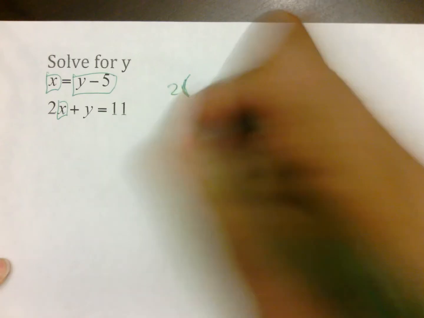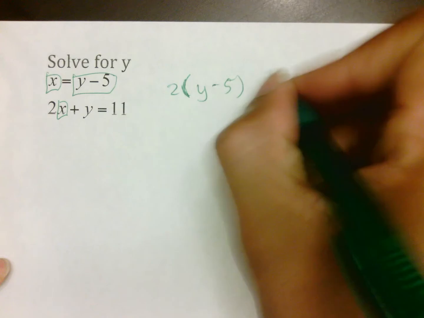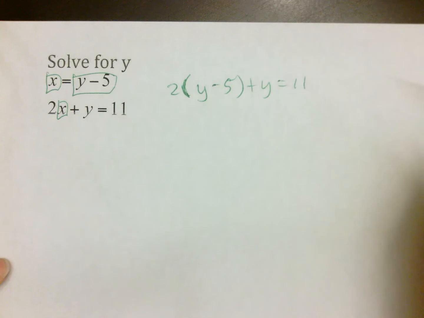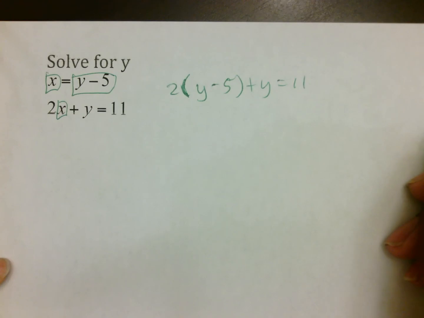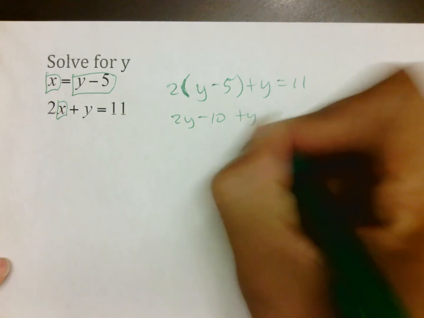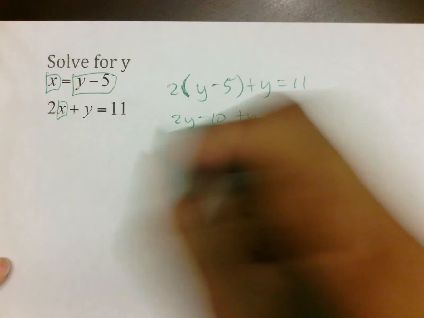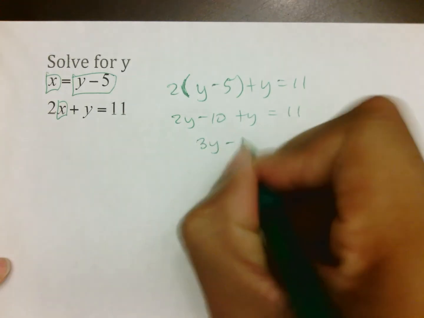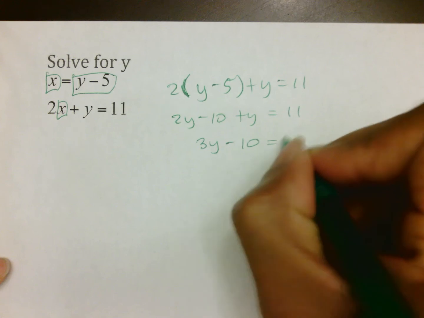Second example. Here's my variable by itself. Here's what it's equal to. Everything in front of the box is there. Trade out: y minus 5 plus y equals 11. From there, we distribute: 2y minus 10 plus y equals 11. We put our like terms together just like we did in the last video: 3y minus 10 equals 11.